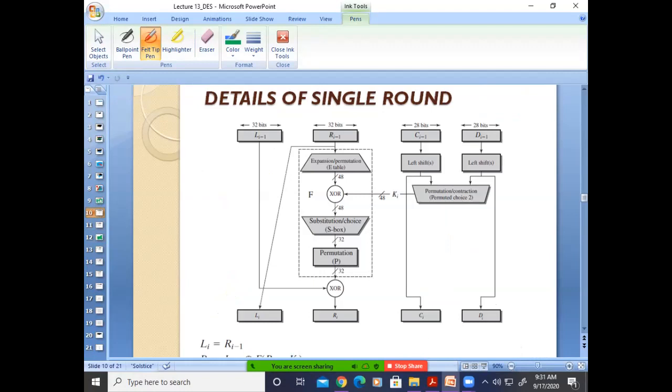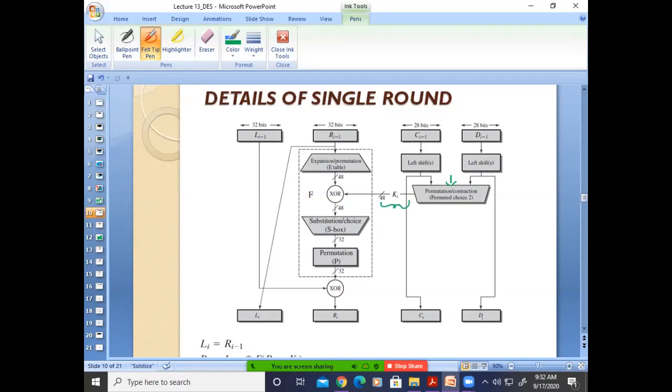So C i minus 1, D i minus 1. For the next stage, after the left circular shift, these bits are going to the next stage to generate K2, or K i plus 1, and so on. Once shifting is done, there is again a permuted choice 2. The positions will be different; again we will take a different combination, a different sequence, in permuted choice 2. Clear up to here? This will generate the K i.